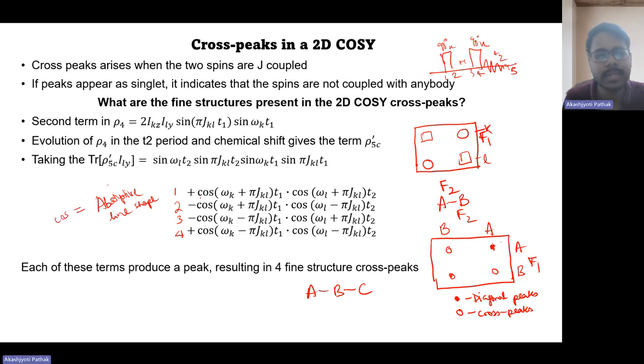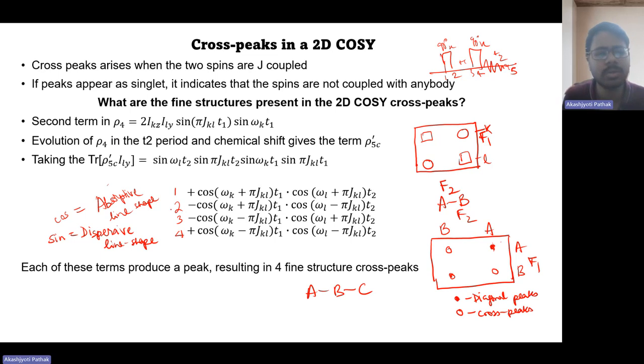And what will be the signs of these peaks? So it will be plus, minus, minus, plus. Right. And dispersive line shape: when we calculate the trace of this rho 5C, if we get sine components, then it will give us the dispersive line shape that we were getting in the fine structures of the diagonal peaks in 2D COSY.